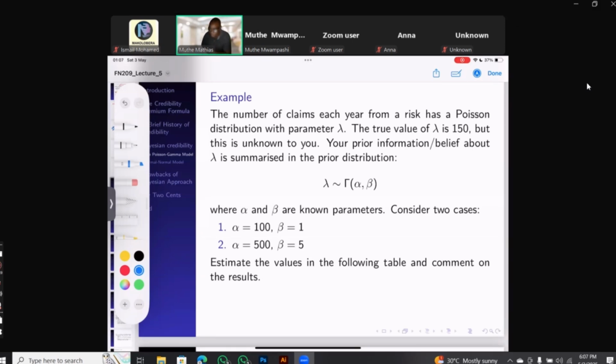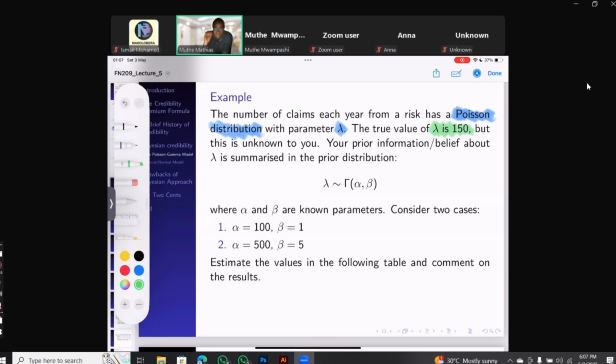So we are making an assumption. So it's actually the same question, right? Except now we are saying, suppose you have the values. We are saying the number of claims each year from a risk has a Poisson distribution, right? This is the assumption we made in that question, Poisson distribution with parameter lambda. The true value of lambda is 150. Okay? But this is unknown to you.